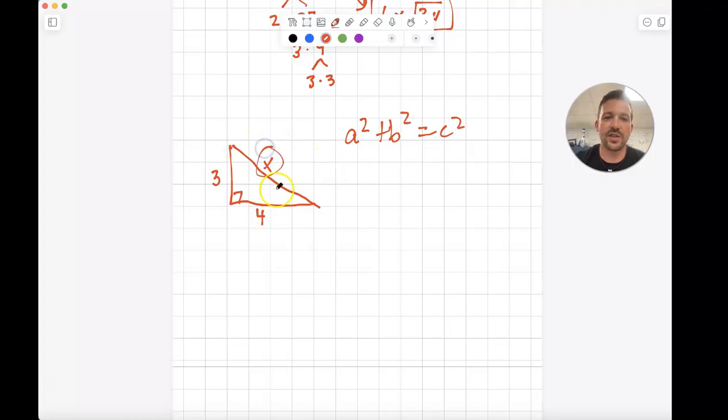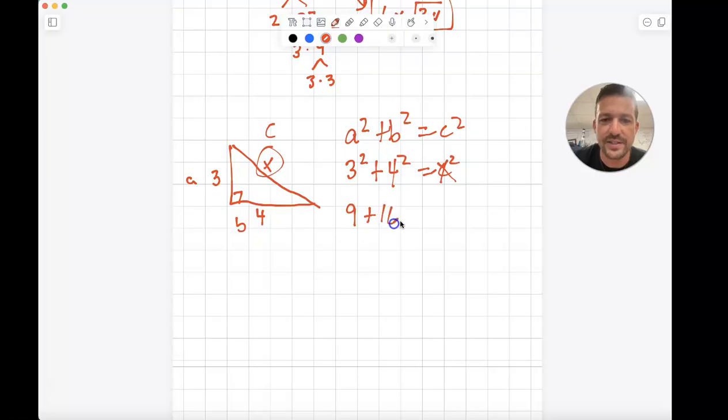Now the long one is always your c. And these, you can call them whatever you want. A and b, it can be b and a, it really doesn't matter. But let's go through this. So 3 squared plus 4 squared equals c squared. And here I'll put an x there since that's what I called it over here. Okay, 3 squared is 9 plus 16 equals x squared. This is 25 equals x squared.